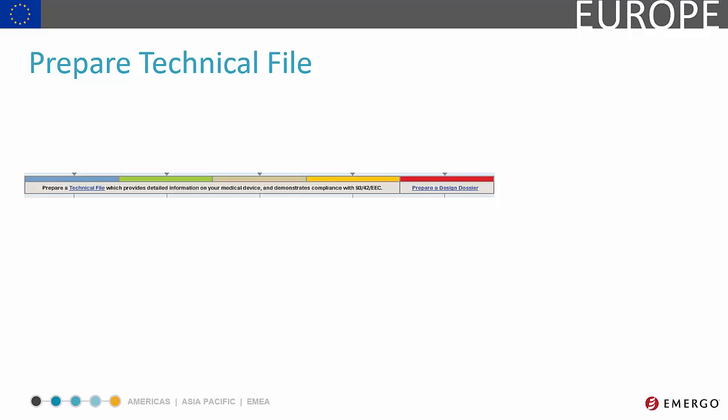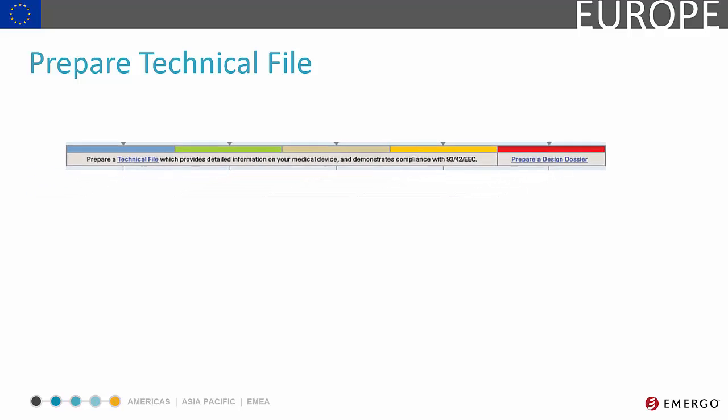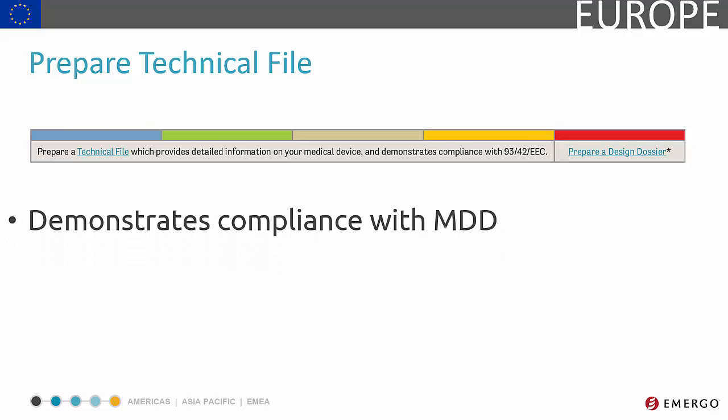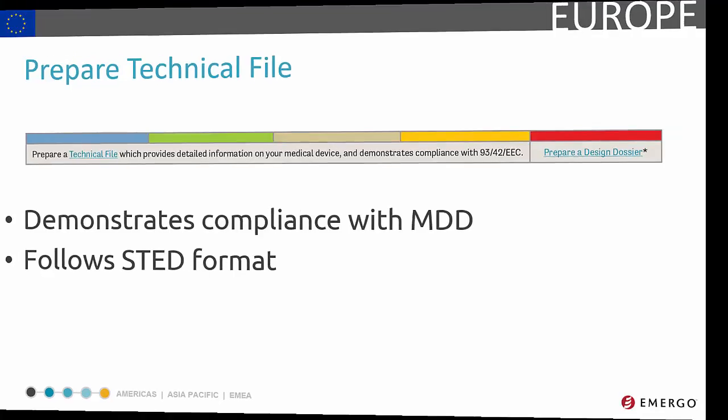The technical file contains information which demonstrates that all requirements of the Medical Device Directive have been satisfied. The contents of the technical file should be organized in a way that aligns with Summary Technical Documentation (STED) format. In short, your technical file is the documented compliance of your product from design specifications and schematics to final packaging information and instructions for use.